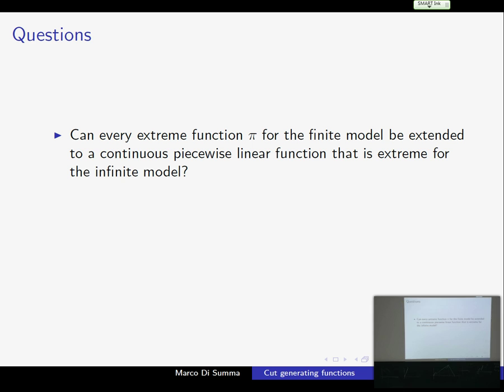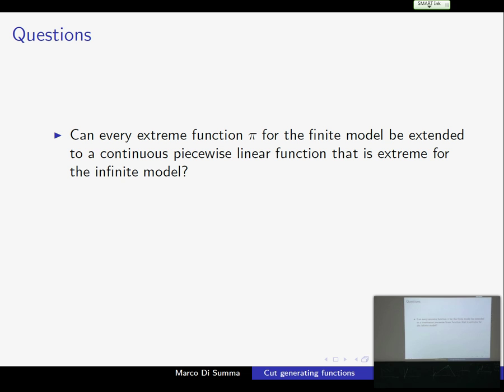So Michele conjectured this last summer in Baltimore, and unlike many of his conjectures, this survived the first 10 minutes. No, I'm kidding. Seriously, this seems to be really true, but we have no idea.